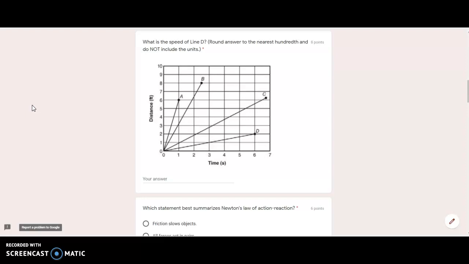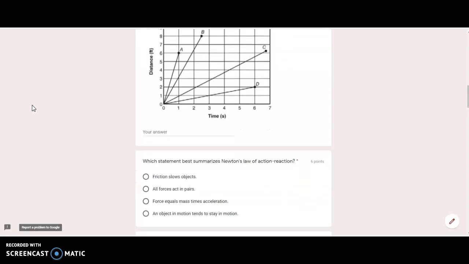So again, looking for the nearest hundredth, remember that is going to be your decimal and then two positions to the right, if you will. So 0.00 for instance. Obviously that's not the right answer, but to kind of give you an idea of what I'm looking for. Okay, next question.